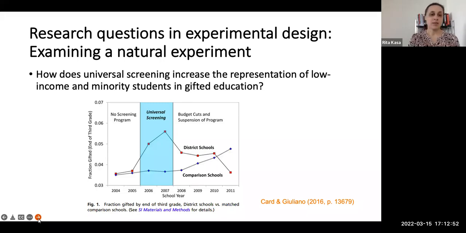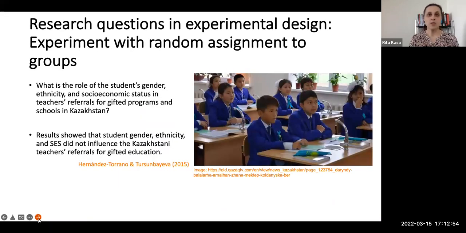Another example is where researchers play a role. And here I would like to present another type of experimental research design study, and that is a study with random assignment to groups. So one of the characteristics of experimental design in social sciences, since we cannot control in social sciences for everything, is that we can control by randomly assigning participants to the experimental group or to the treatment group, right? And so this is an example of a study where this has happened.